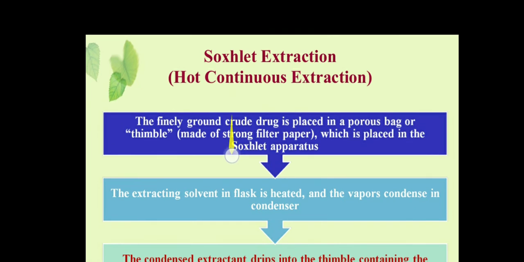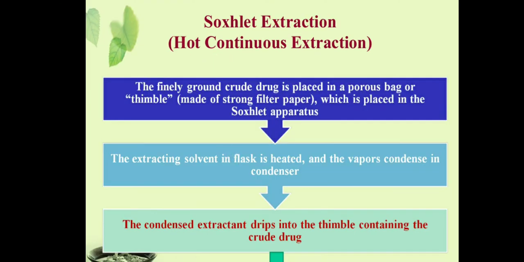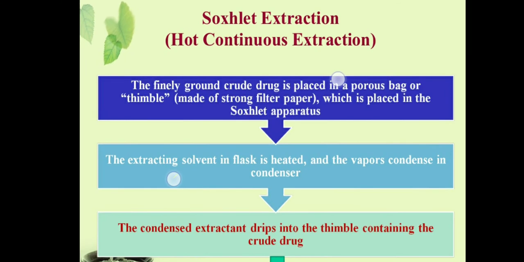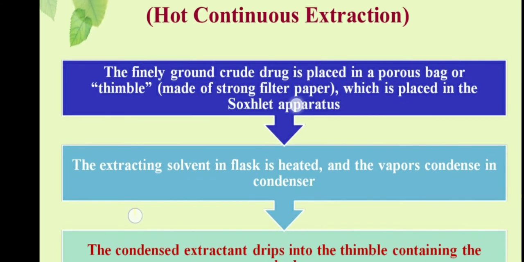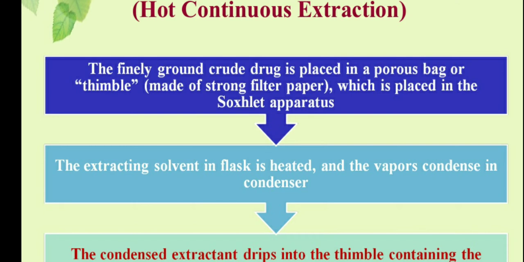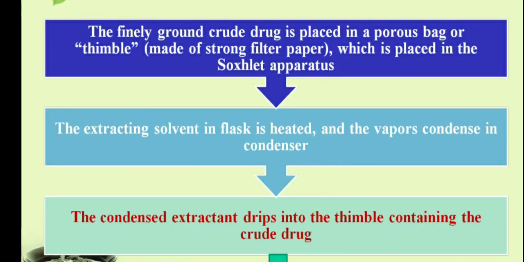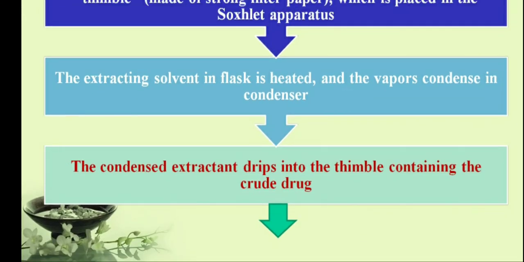Now you can see this picture, the soxhlet extraction method, also known as hot continuous extraction. It is a very classical and very important method. In this, the finely ground crude drug is placed in a porous bag, or a thimble made of strong filter paper, which is placed in the soxhlet apparatus. The extracting solvent in the flask is heated, and the vapors are condensed in the condenser. The condensed extractant drips into the thimble containing the crude drug.